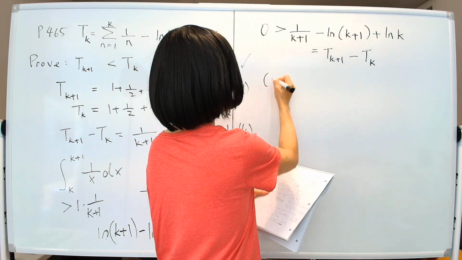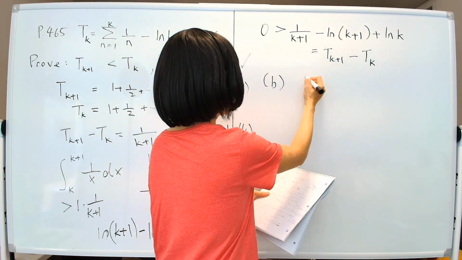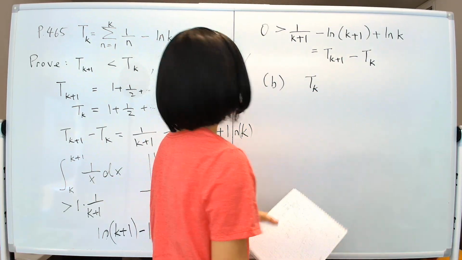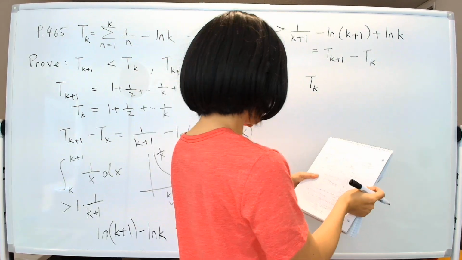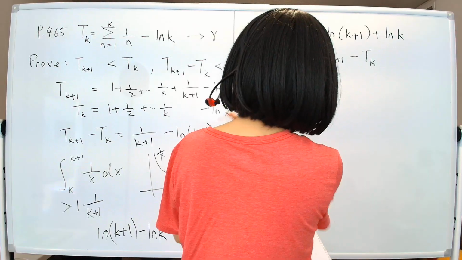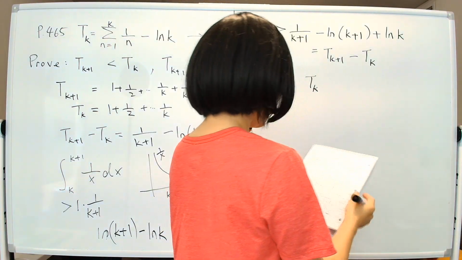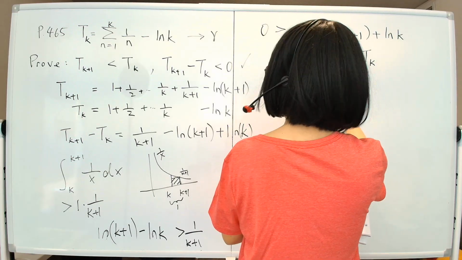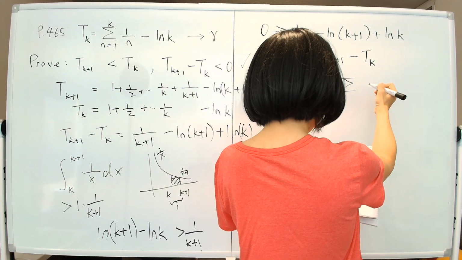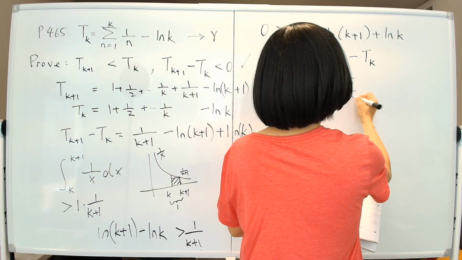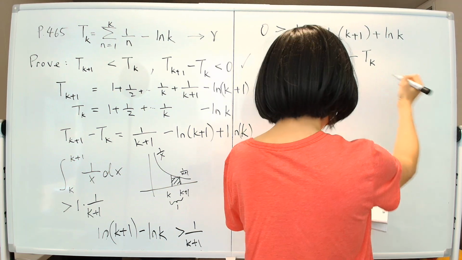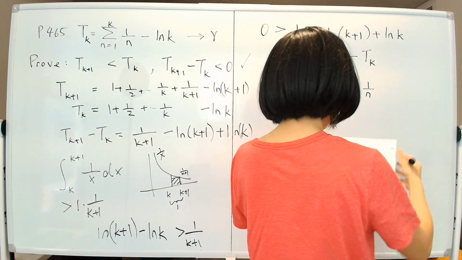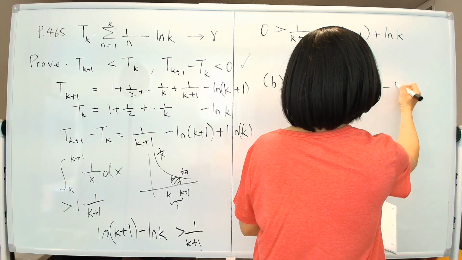So part B, we need to prove TK is bounded by 0 on the bottom. Actually, we're not going to rewrite it. That's just what it says over there. TK is that thing. Should we write it again? Yeah, why not? So TK equals, I'll copy it again right here. Sometimes it's good to rewrite the problem because it solidifies in your mind and so that you can see it better. Minus natural log of k.